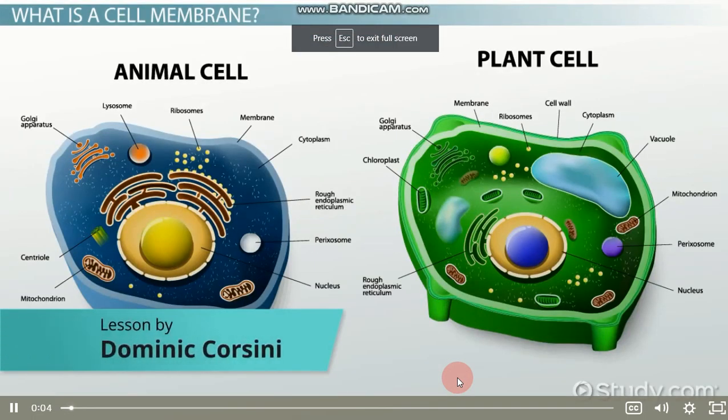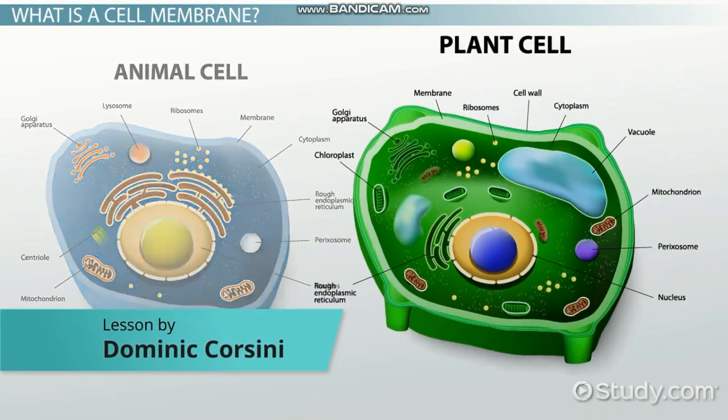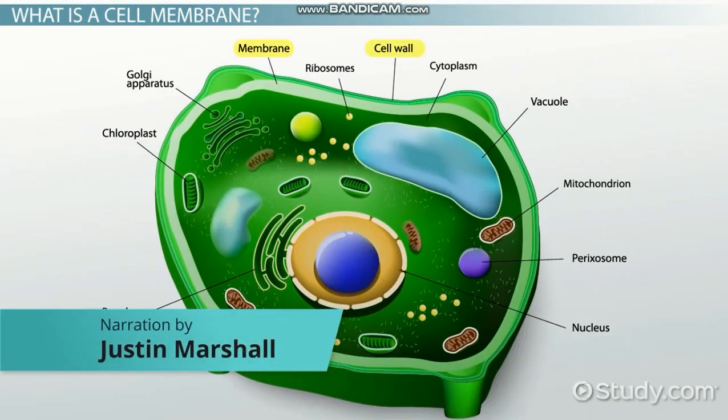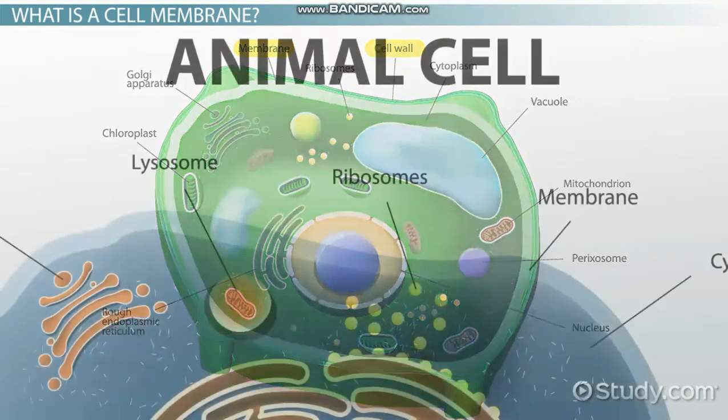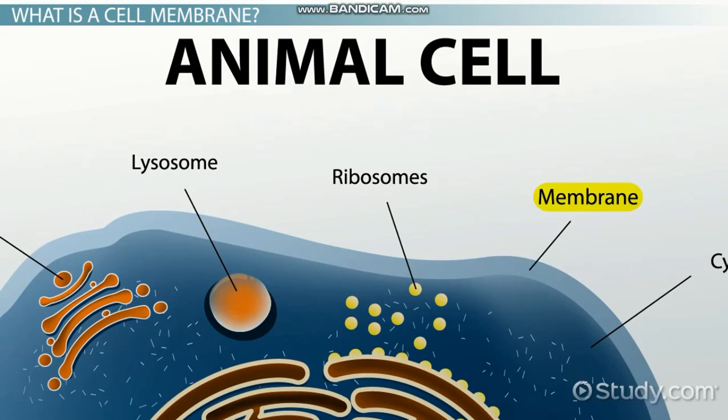All living things are made from cells. Plant cells are somewhat unique because unlike animal cells, plant cells contain both a cell wall and cell membrane. Animal cells only have the cell membrane.